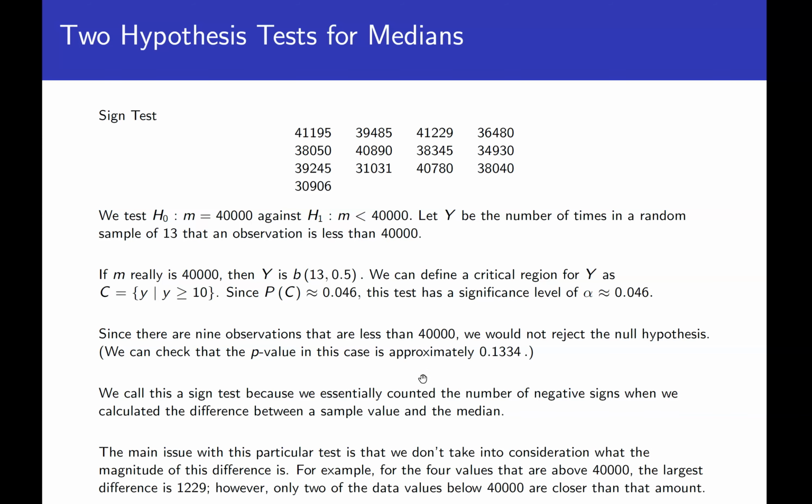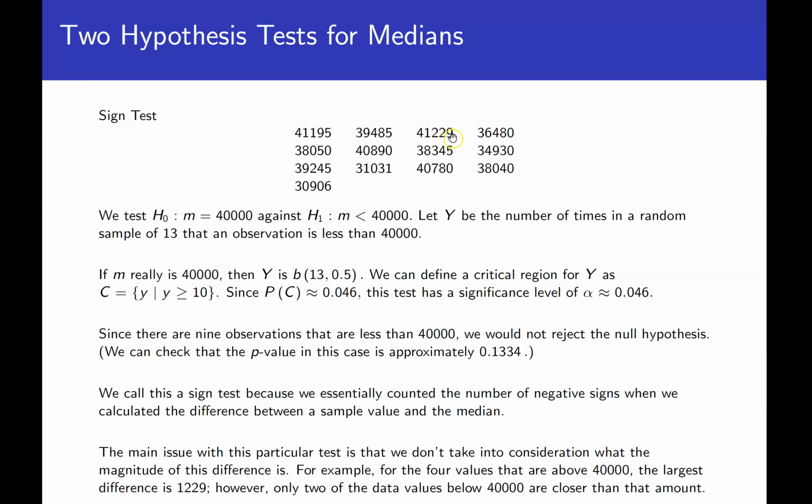However, the main issue with this particular test is we don't take into account how far below or how far above a particular value is from the median. So, for example, if you look at the 4 data points, 1, 2, 3, 4, that are above the 40,000, the largest one that's away is this one, that 41,229. That's the farthest away from the median.